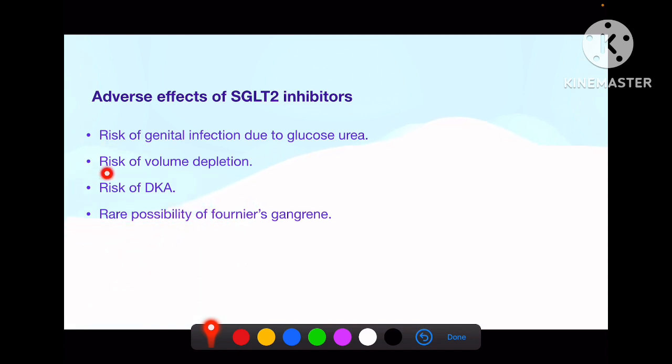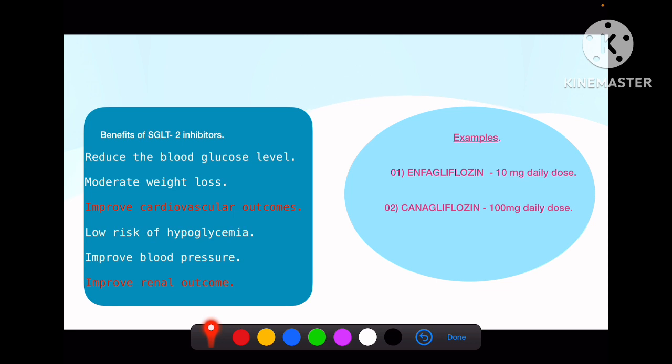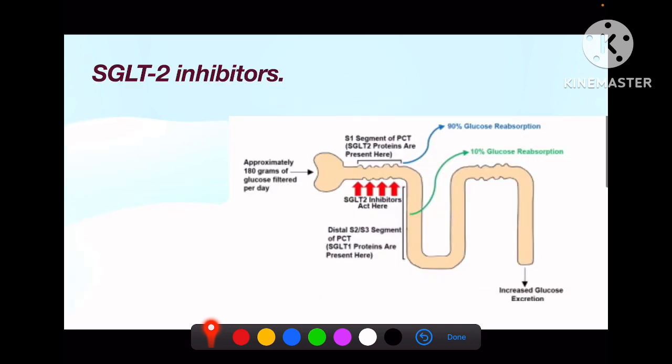And risk of volume depletion. How will it happen? When we block the SGLT2 receptor, then glucose reabsorption will be low, right? When the glucose reabsorption is low, then all the glucose will pass with the urine. At the same time, what will happen?